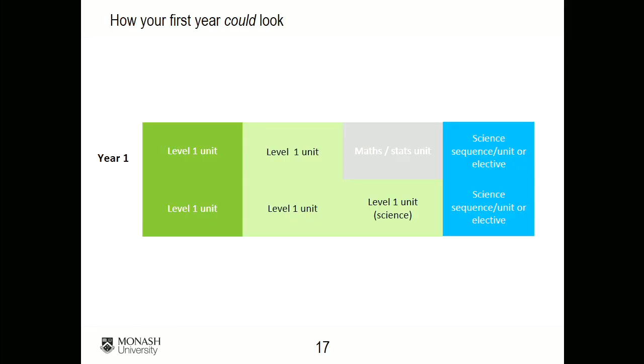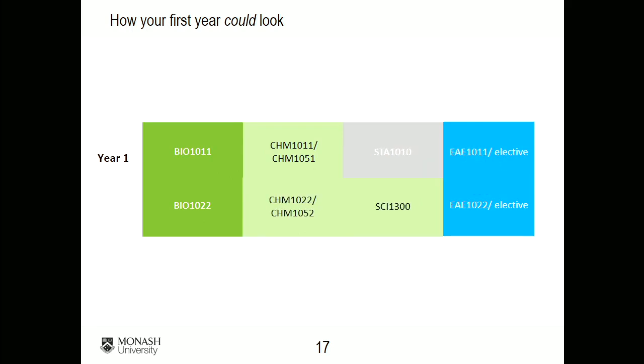So in terms of what your first year could look like, this is, I guess, one of these course maps. So it could look like something like this. You have your level 1 first year sequence in one area, another first year sequence in another area, your maths or stats unit, and then an elective. So what that potentially could look like is something like this.